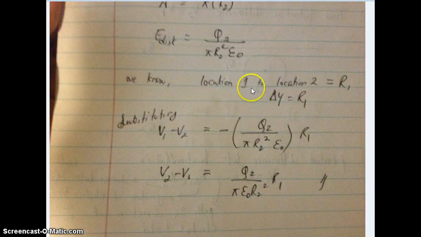As you know, location 1 to location 2 is R1, the radius of the shell, so delta Y equals R1. Substituting the values we got for E disc and delta Y, it comes out to be this much. Bringing V2 to one side and negative V1 to the other, we get Q2 R1 over pi epsilon naught R2 squared, which is the potential difference.